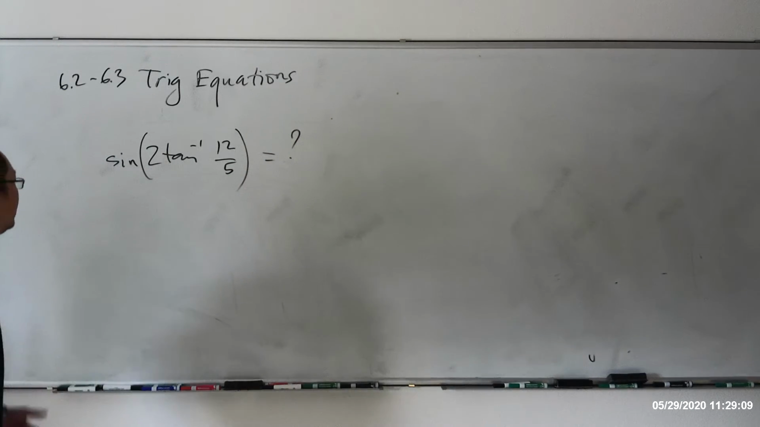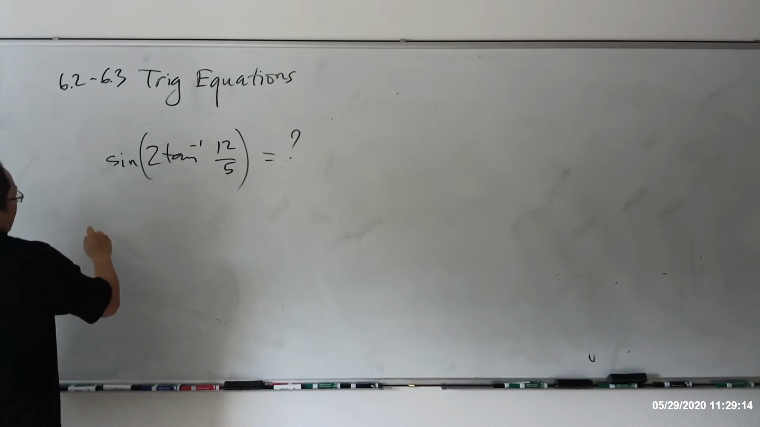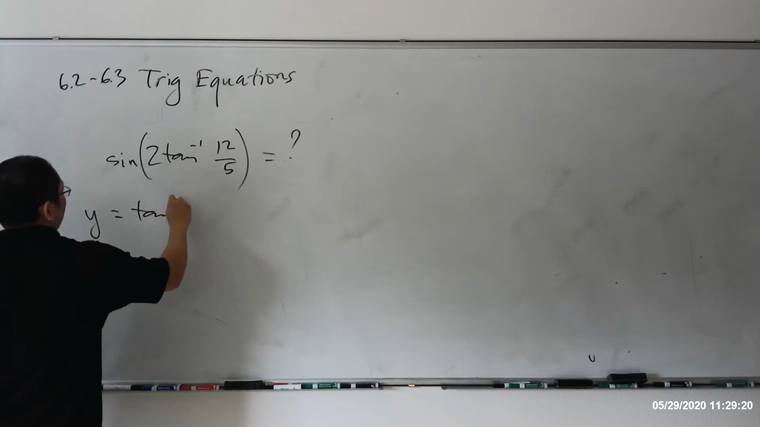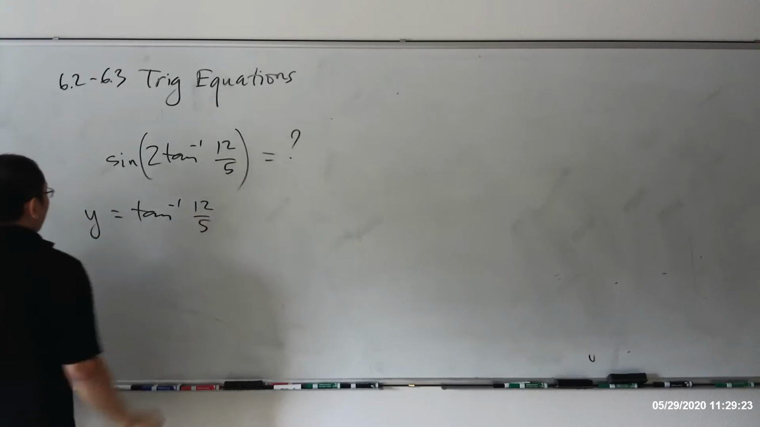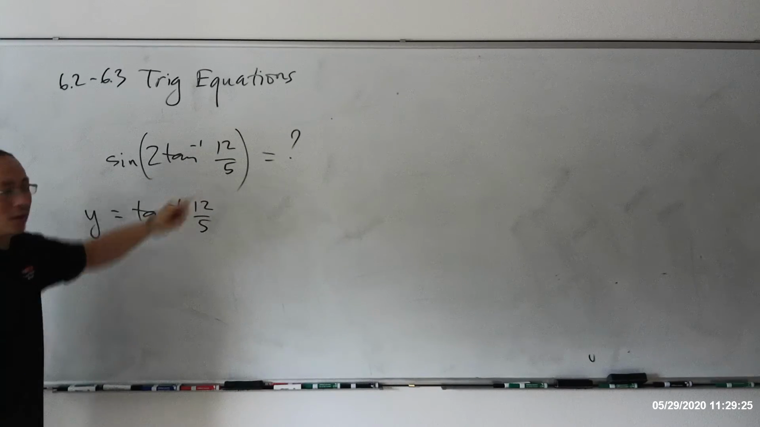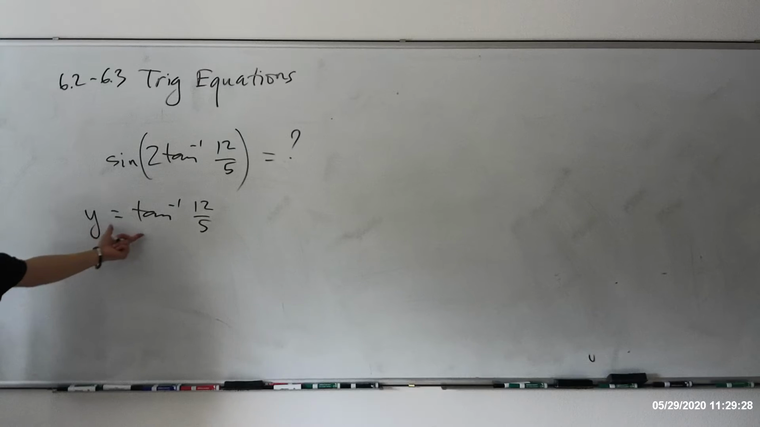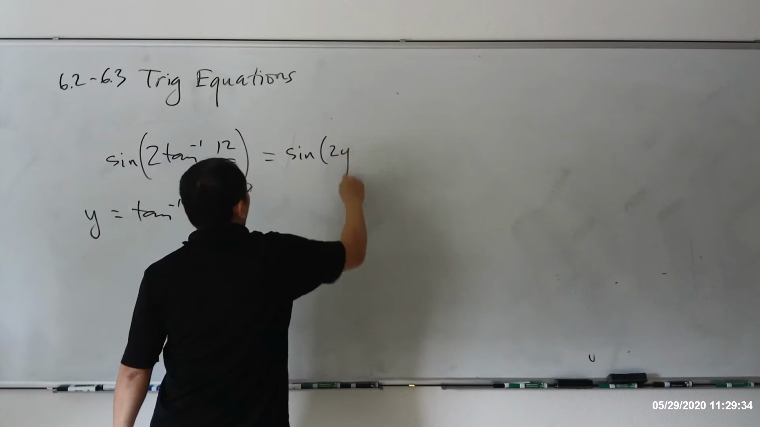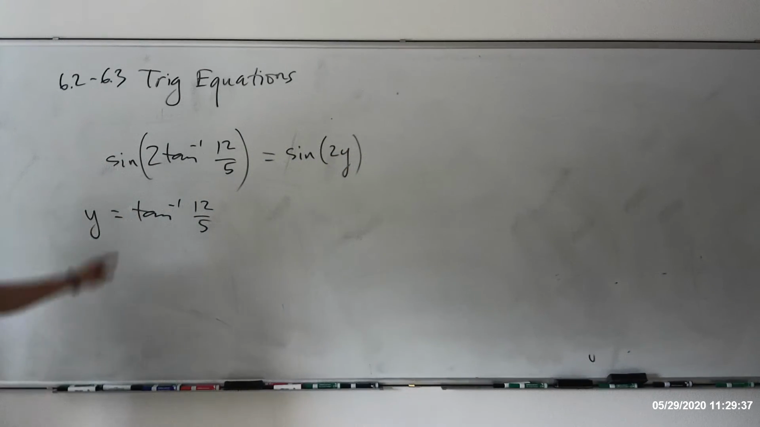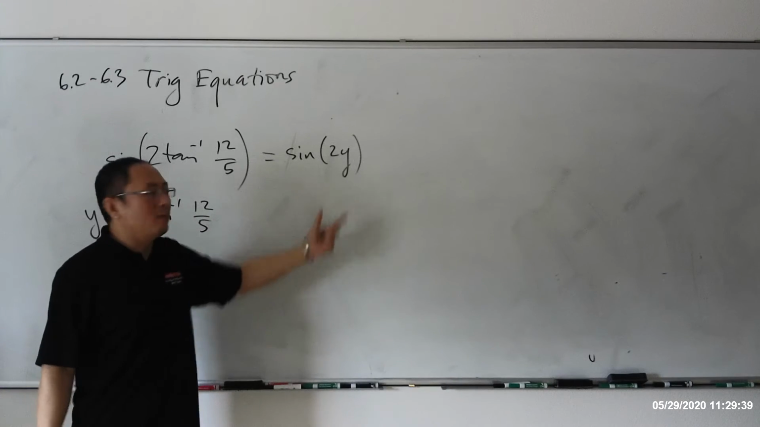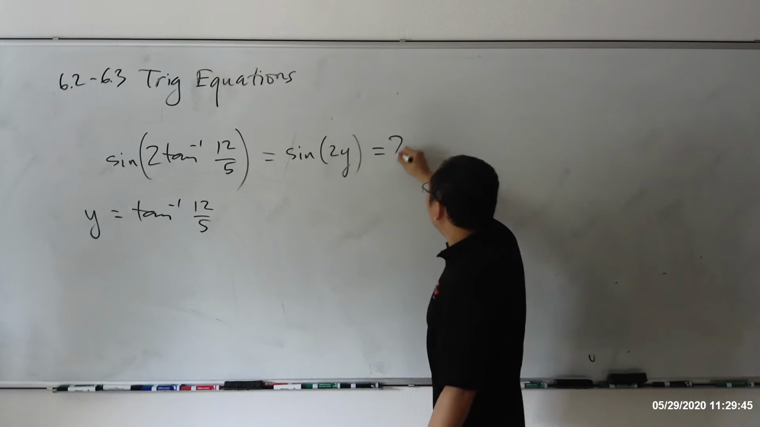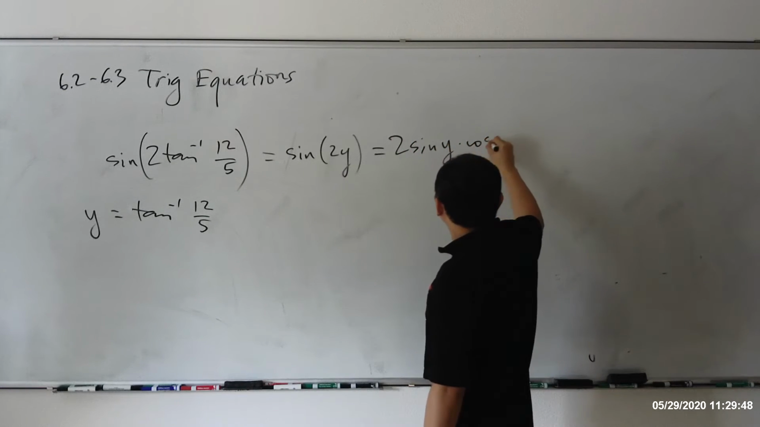That was the question. Again, you let the inverse function equal to something. Actually, you have two ways here. You can let y equal to tangent inverse of 12 over 5, or you can let y equal to 2 times the whole thing. Let me start with the first way. Y equals tangent inverse of 12 over 5. So this problem becomes sine of 2y, since I have the 2 right here. I see that I have a double angle, so I can bring it back to the single angle. Sine of 2y is 2 times sine y cosine y.